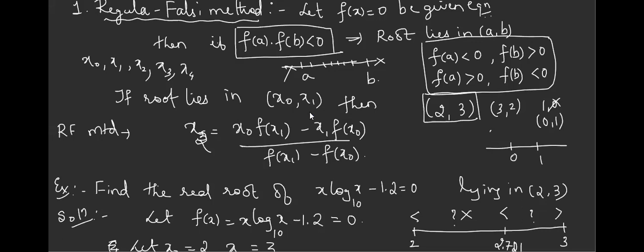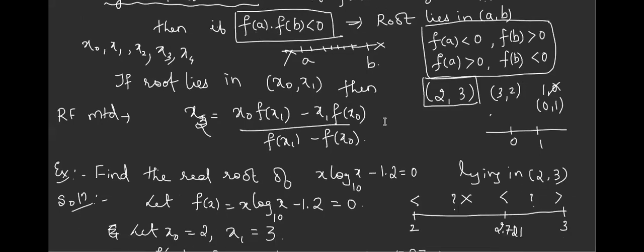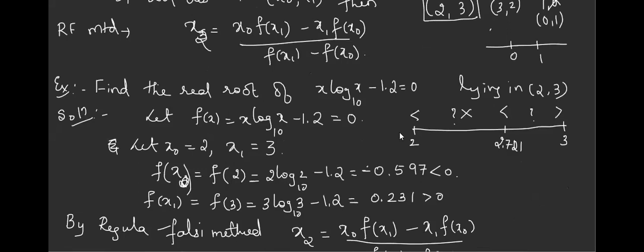Just see, every time whenever I have got an interval, I need to check whether the root lies in that interval, yes or no. This depends on the property I have written in the box: f of a into f of b should be negative. Already we have 2 points, 2 and 3. This is x0 and x1. Already we have taken them. Now I am getting a new value, so this new value has to be 100% used. Otherwise, there is no use of the calculation.